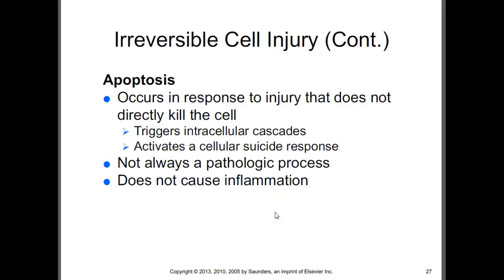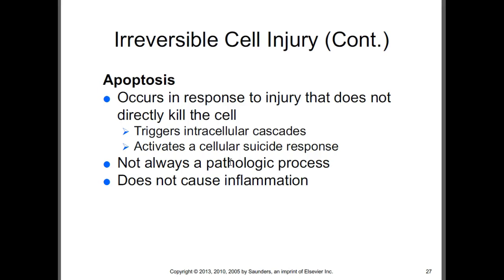Apoptosis, like I mentioned before, is programmed cell death, right? It occurs in response to an injury that does not directly kill the cell. You might see a triggering of intracellular cascades. Usually, the cell itself has mechanisms that understand whether or not it is going to be able to maintain the cell. If it is able to maintain the cell, then apoptosis is not going to occur. If it says this is something we can't recover from, then it's going to cause cell death. Okay, not necessarily pathological. It could be, but it's not necessarily pathological.